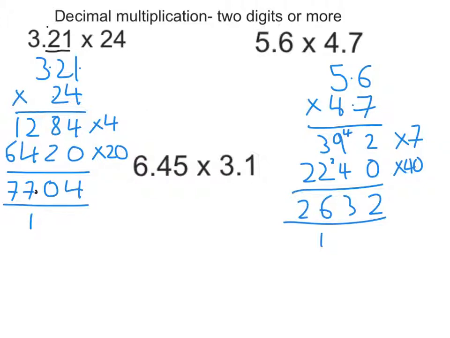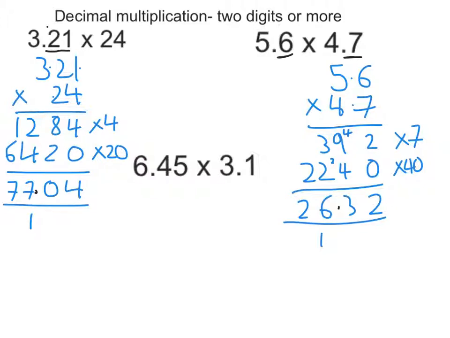Now where do we put the decimal point? Well, we have 1, 2 numbers behind decimal points in our question. So we need 2 digits behind the decimal point in our answer. So it goes there. So the 3 and 2 are behind it. So our answer is 26.32. Okay, last question we've got here.